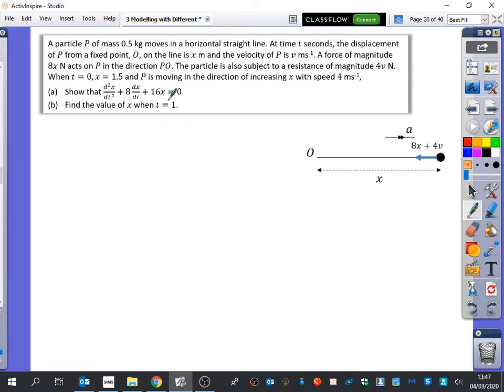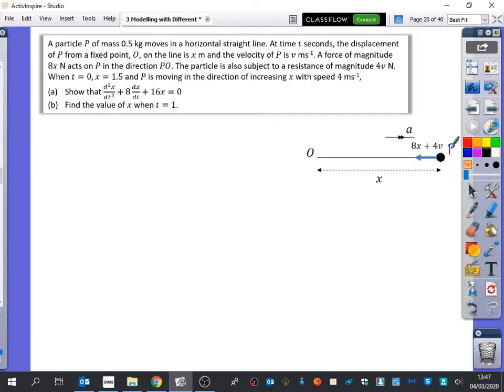Okay, so we'll have a look at this one, and now we're going to start applying these kinds of things into some examples. So we have got here a particle P of mass 0.5 kilograms moves in a horizontal straight line. At time t seconds, the displacement of P from a fixed point O on the line is x meters. So here's the particle, it's been displaced x meters, and the velocity of P is v meters per second. A force of magnitude 8x newtons acts on P in the direction PO.